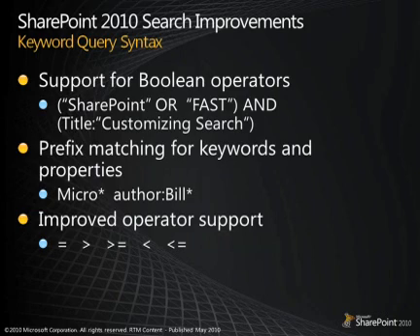SharePoint 2010 has a much improved keyword query syntax. We support adding operators right into the keyword syntax. We also have prefix matching for keywords and properties, so you can search for part of an author's name, such as Bill, and use a star as the wildcard. Note that we are still using suffix wildcards. Like previous versions of SharePoint, we still do not support prefix wildcards. We have also extended our operator support to include common operators and include greater than or equal to and less than or equal to.